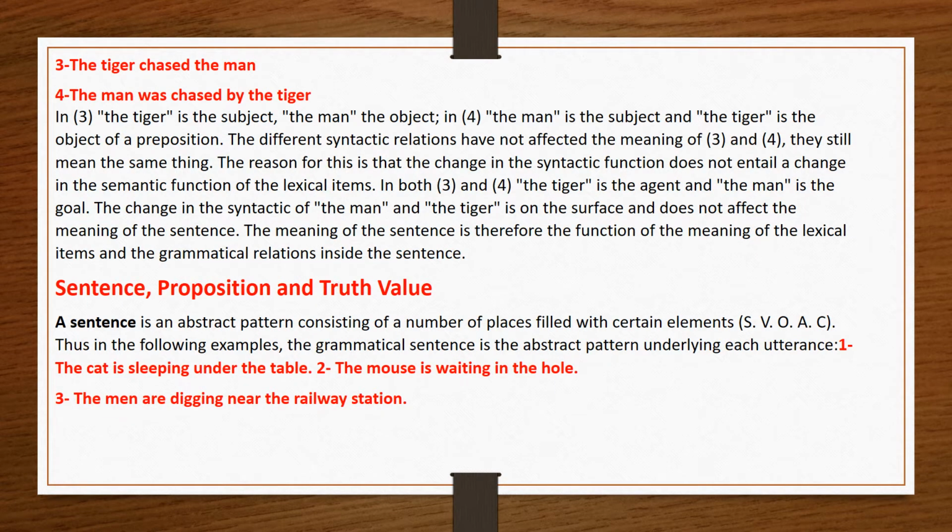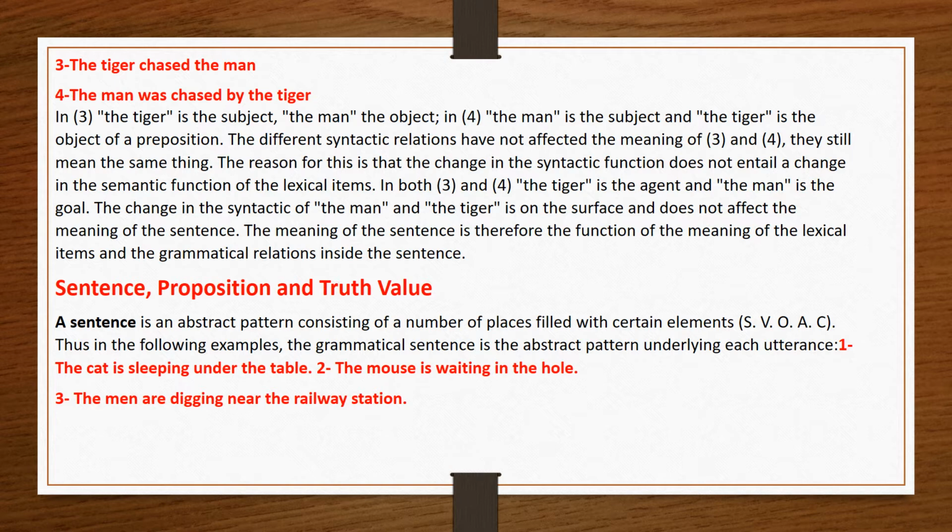We have number 3, the tiger chased the man, and number 4, the man was chased by the tiger. In number 3, the tiger is the subject and the man the object. In number 4, the man is the subject and the tiger is the object of a preposition, by. The different syntactic relations have not affected the meaning of 3 and 4. They still mean the same thing.